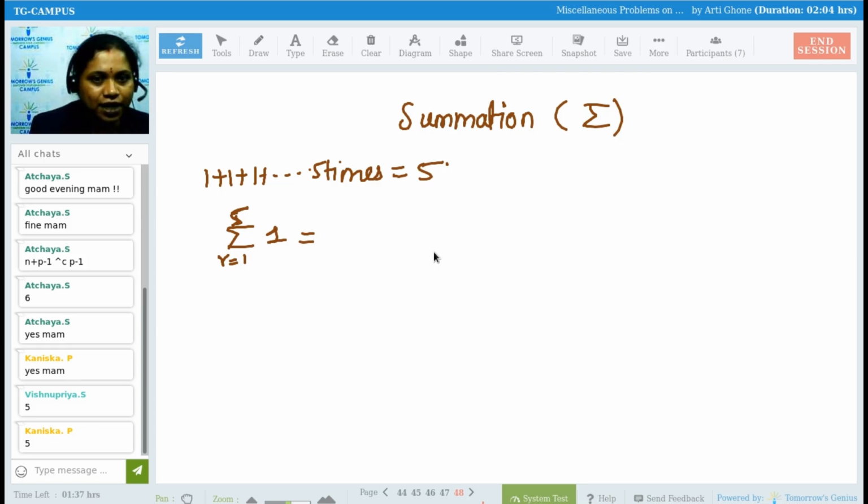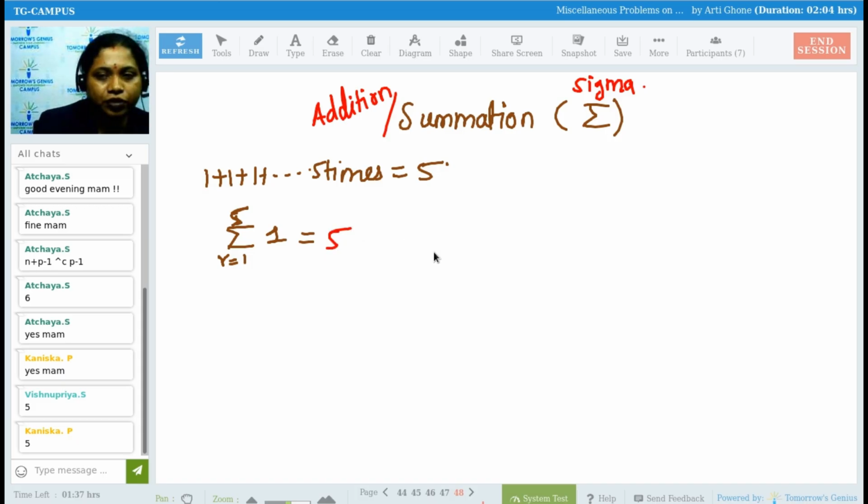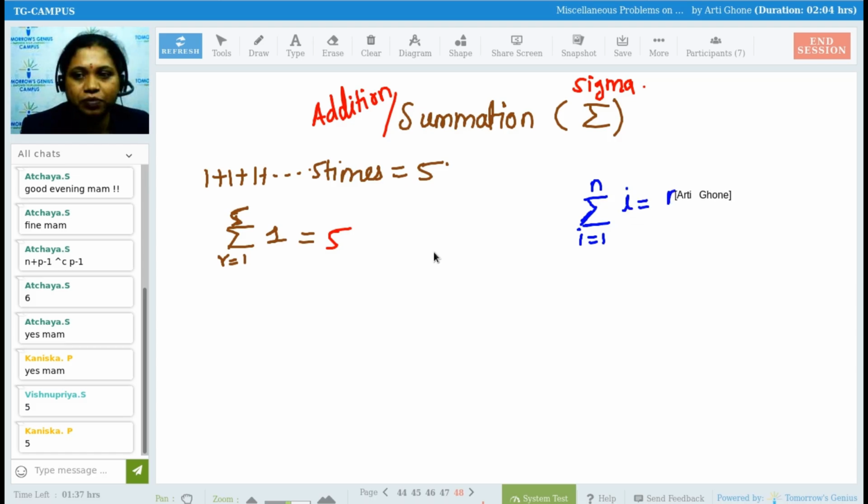Clear? Okay, so addition is nothing but a summation. What is the summation? It is nothing but the addition. And it is denoted by a symbol. That symbol is known as sigma. Now, in general you have to remember these formulas. Summation of i running from 1 to n of 1 is equal to n.